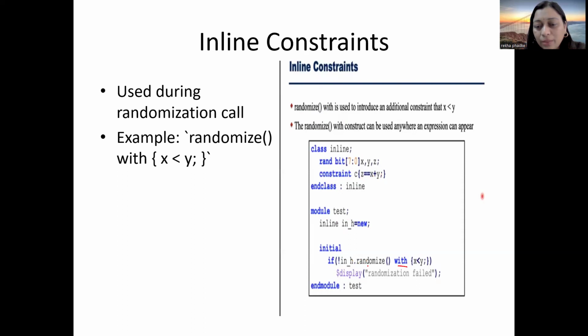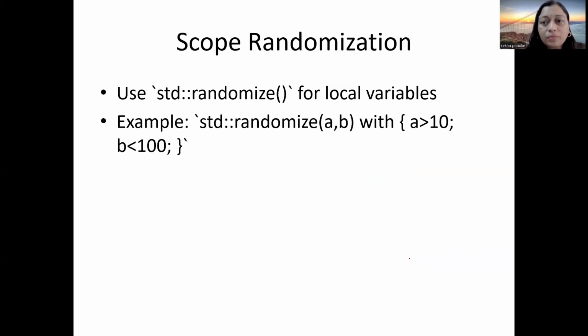So whenever the randomization function is called, the other condition which I put in the inline is x should be less than y. So always x is generated, and it's taken care that the value of x, which is random, will always be less than y. And the sum of these two will be given to z. That is what this constraint will decide. Like that, you can put inline constraints and give expressions according to your convenience for randomization.